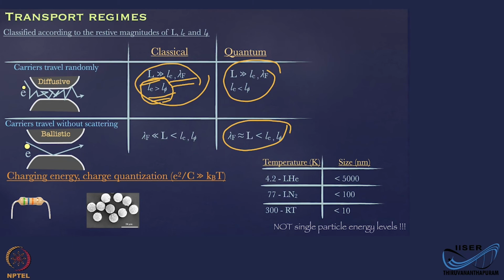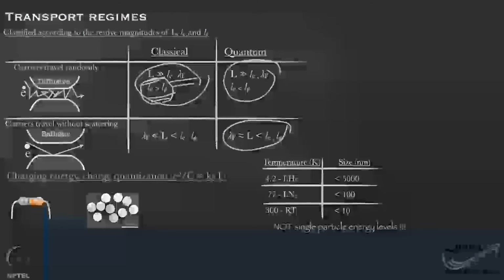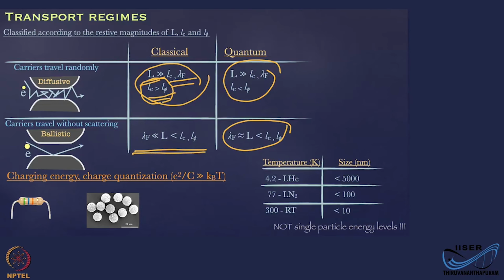And then there's the classical ballistic regime, where again the length of the system, or size of the system, is most important, and that is much larger compared to the Fermi wavelength. Of course, that is true because the Fermi wavelength concept itself comes from the quantum mechanical treatment, and it's a classical transport, so you don't need to worry about that.